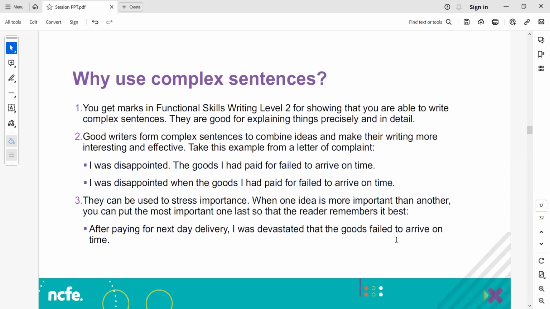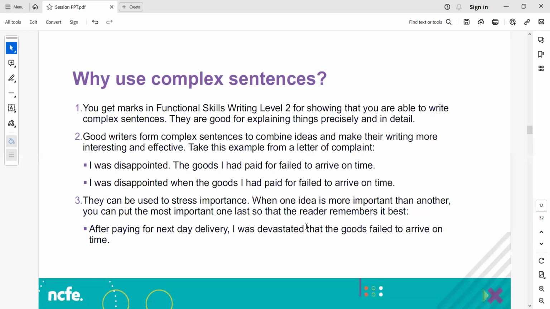So the third reason, they can be used to stress importance. When one idea is more important than another, you can put the most important one last, so the reader remembers it best. So an example here with the same ideas from the previous sentences. "After paying for next day delivery, I was devastated that the goods failed to arrive on time." Okay, so they're using that complex sentence for effect in the complaint letter. They want it to have an impact on the person who is reading it.